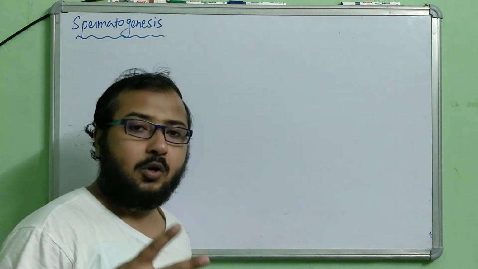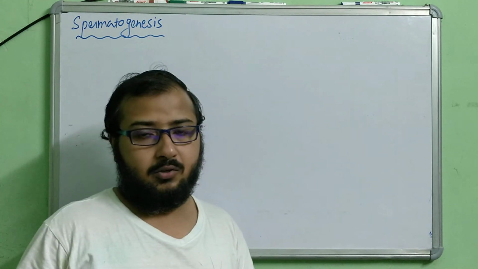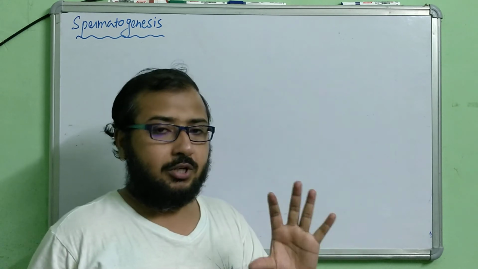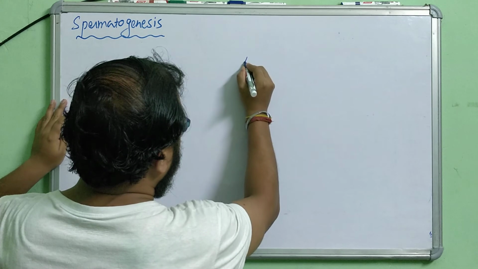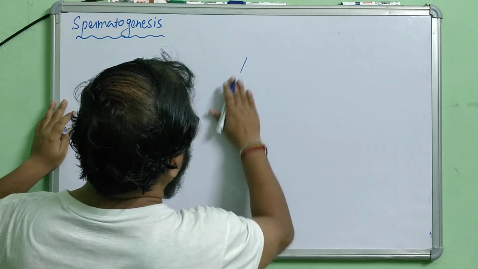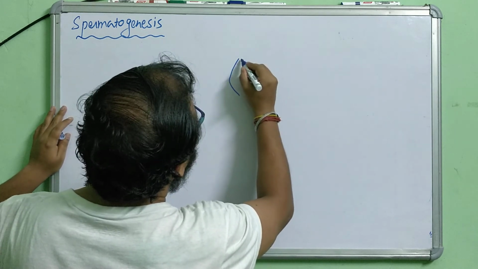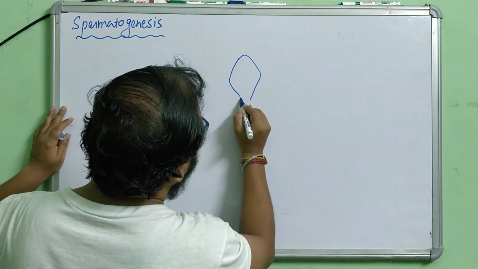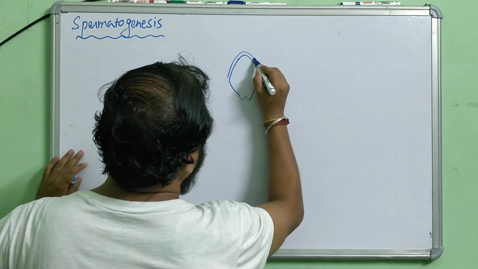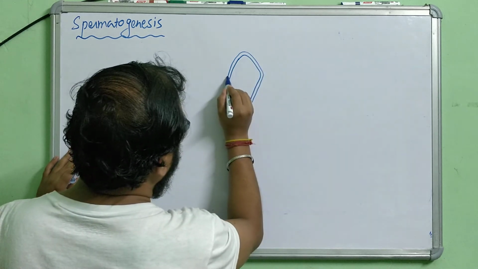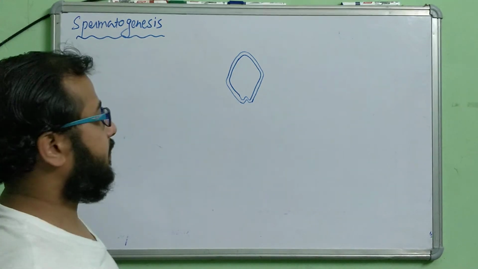First of all, remember there are three important parts of the sperm we are going to draw. First is the head, then the middle piece, the mid body you can say, and the tail. Three important parts are there in the sperm body. So first we are going to draw the head part. I am drawing a little small size because the space will not be there otherwise. First step, the head part I am drawing.